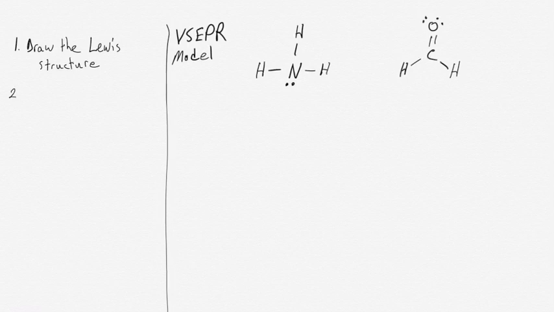The next step is to count the electron domains. We'll consider the example of ammonia right now. Electron domains are sets of electrons. These can be bonding sets or they can be lone pair sets. In ammonia, we have 4 sets of electrons, or 4 electron domains. We have 3 bonding domains and 1 non-bonding domain.